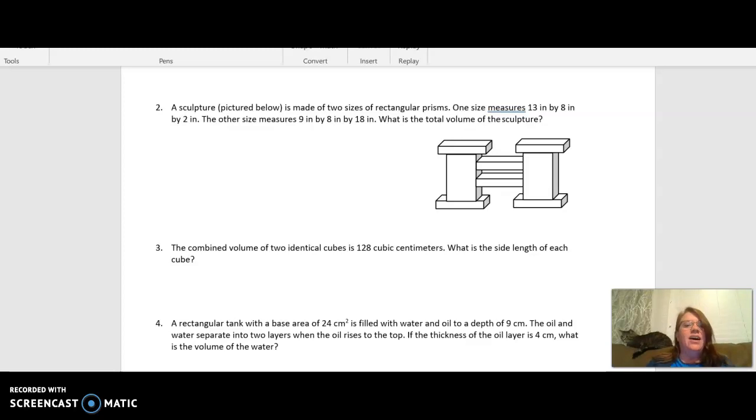And the other size measures 9 inches by 8 inches by 18 inches. So what is the total volume of the sculpture? So when I take a look at the sculpture, I see two different kinds of shapes, right? Two different sizes, I guess, of those shapes.